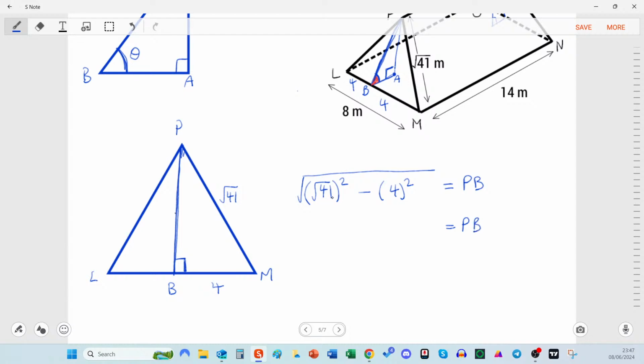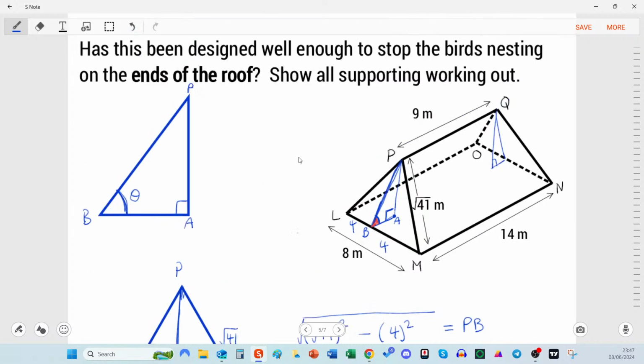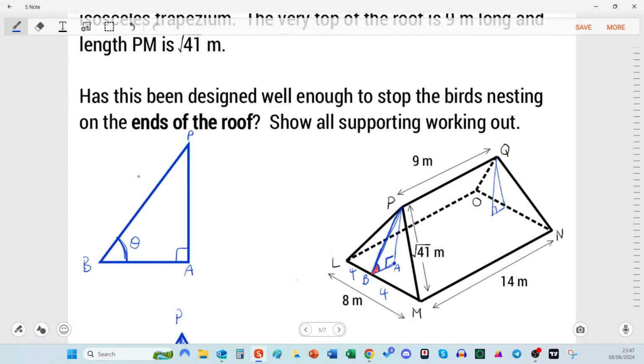Let's clear this up. I love it when it's a square root, because you square it and it's just the number. And we take away 16. Well, that's pretty good. 41 take away 16 is 25. So PB is 5. And we are measured in meters here, so maybe I'll do that once at least. All right, we're on our way. So we now find that PB is 5. So that's really cool. Got that there.